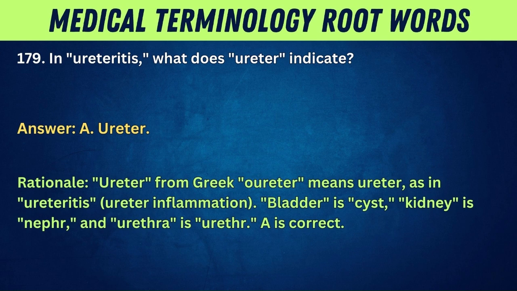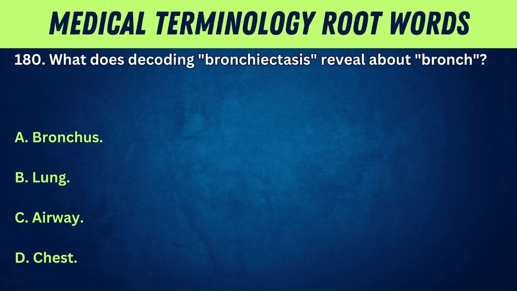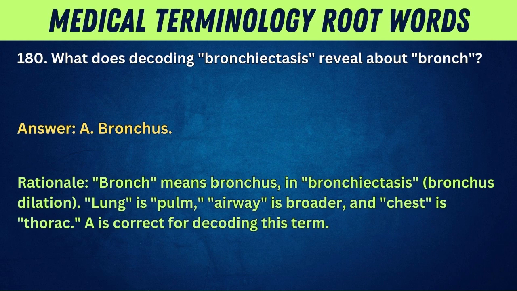A is correct. 180. What does decoding bronchiectasis reveal about bronch? A. Bronchus. B. Lung. C. Airway. D. Chest. Answer: A. Bronchus. Rationale: bronch means bronchus in bronchiectasis, bronchus dilation. Lung is pulmon, airway is broader, and chest is thorac. A is correct for decoding this term.